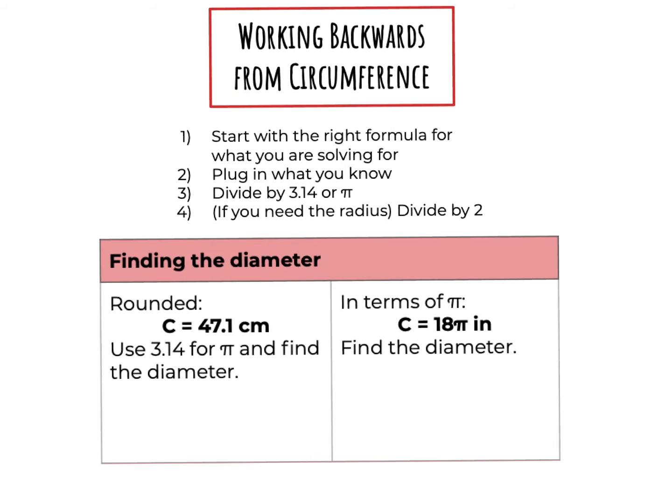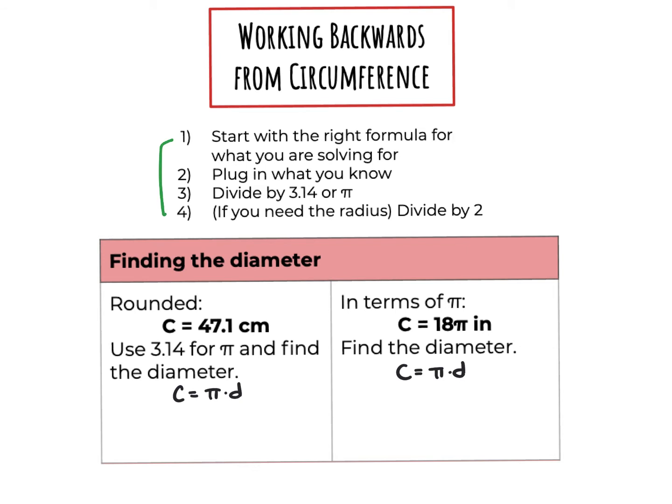So what this video is going to teach you is how to work backwards from circumference. If we already have the circumference and instead want the diameter or the radius, how can we do that using what we know? If you look at this quick preview, you'll always start with the right formula, based on what you're solving for, the diameter or the radius. Here in these first two examples, we want the diameter, so I'm going to start with c equals pi times d for each of them.